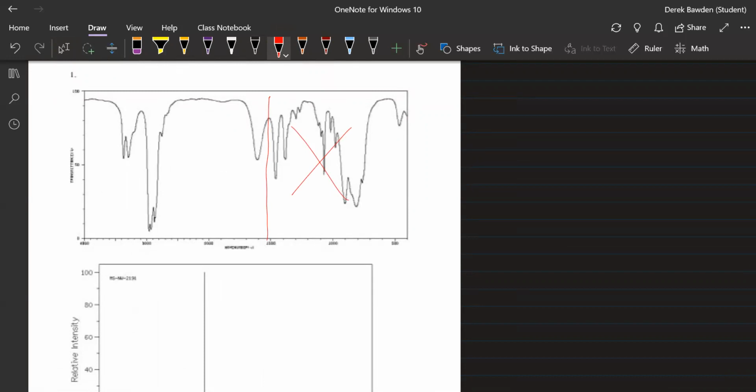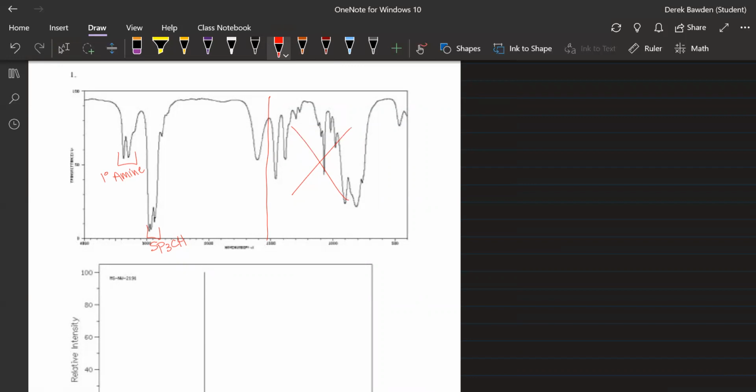What is this just below 3000? We got sp3 CHs. How about these two peaks right here? What does that tell us? It's an amine. What degree amine? Would that one be a 1 degree then? Yep, perfect. A 1 degree amine has 2 hydrogens attached to it, so we've got 2 peaks.